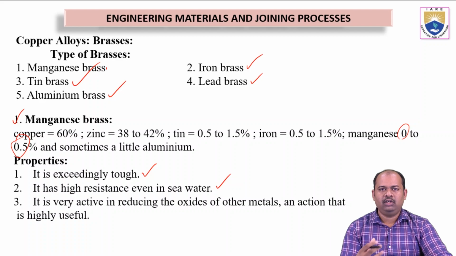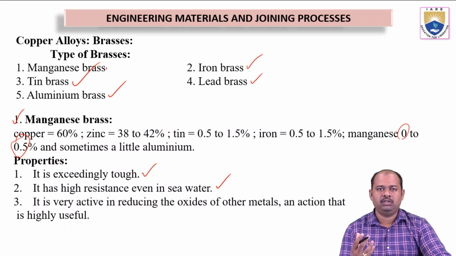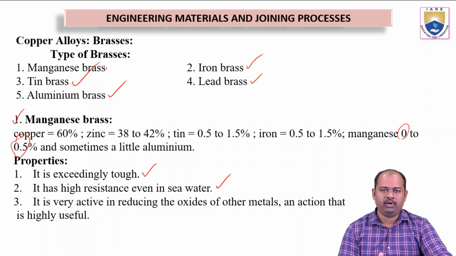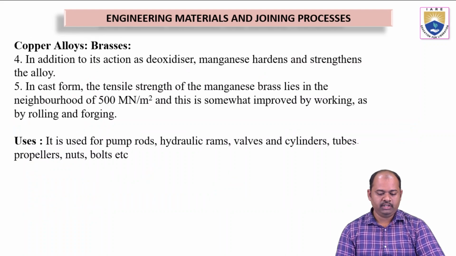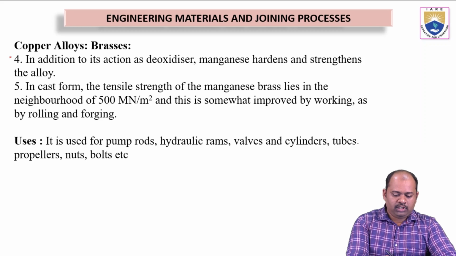Similarly, copper also has corrosion. I mean, there is a concept for corrosion even for copper, where copper, when it gets in contact with atmospheric oxygen, will get oxidized and the metal will be corroded easily. So this is how manganese brass has good properties. And then we have some more properties.